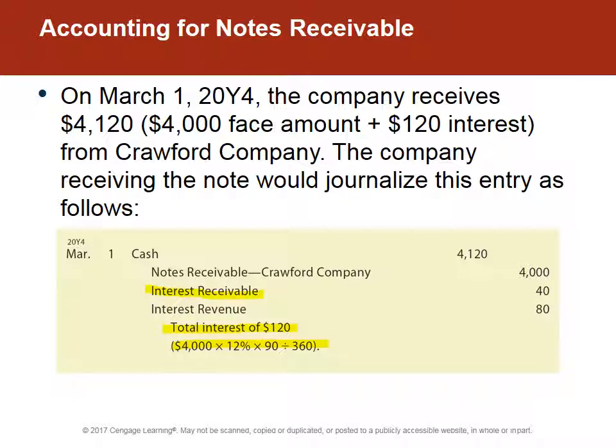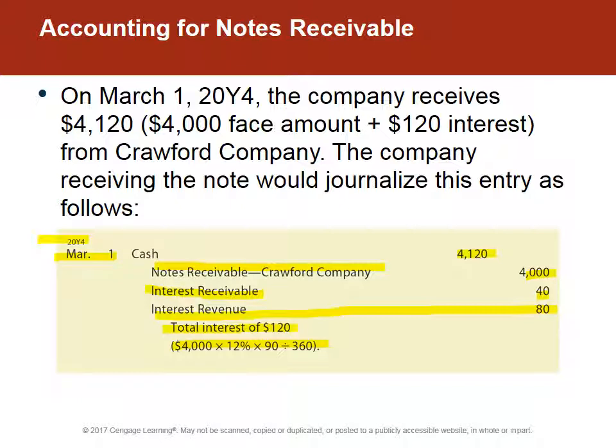$40 as a receivable before December 31st of the prior year, and remember the prior year was 20Y3, then when it comes to March 1st, when we finally receive the $4,000 back plus interest, remember this $4,120 is our maturity value. When we finally get this cash, we go ahead and show that we no longer have a notes receivable and we no longer have interest receivable. And so this $80 in interest revenue is the amount that we earned in the year 20Y4.